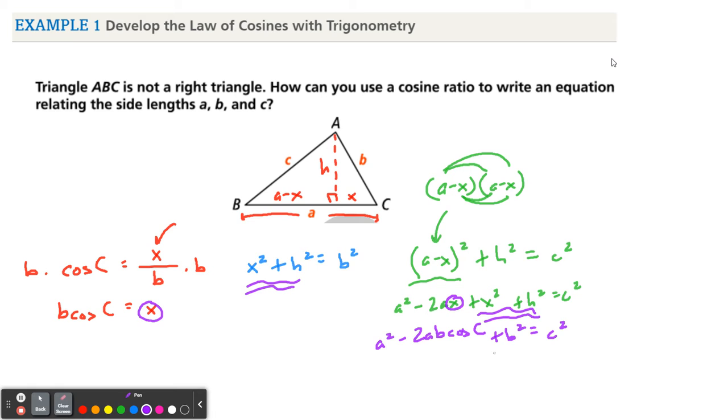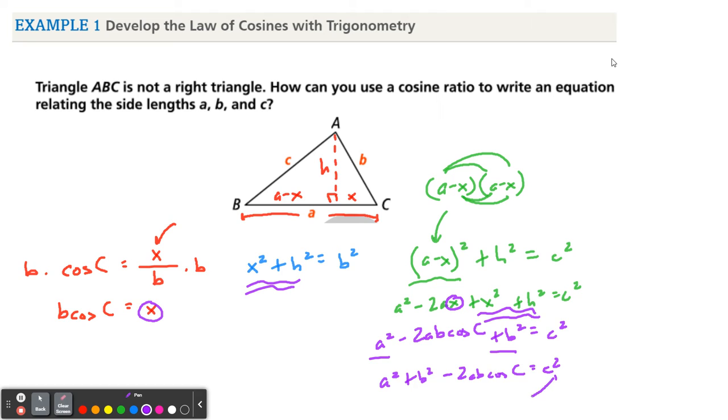And I'm going to rearrange this. I'm going to connect the A squared and B squared together. A squared plus B squared minus 2AB cosine C equals C squared. And this is going to be the law of cosines as you know it. Now the law of cosines, it's actually written backwards.